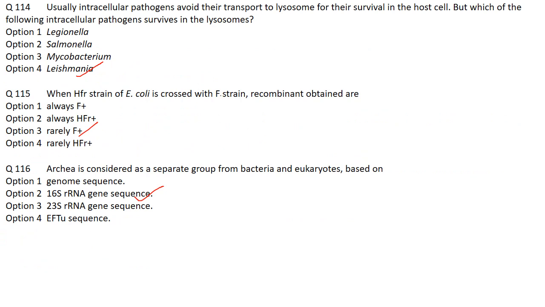Usually, intracellular pathogens avoid their transport to lysosome for their survival in the host cell. But which of the following intracellular pathogen survives in the lysosome? It is Mycobacterium. Mycobacterium can survive inside the acidic condition of lysosome. It is not Mycobacterium, it is Leishmania. Answer is option 4, not 3.